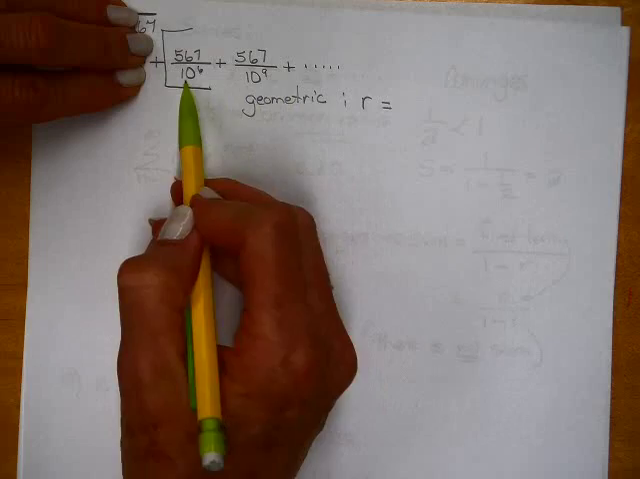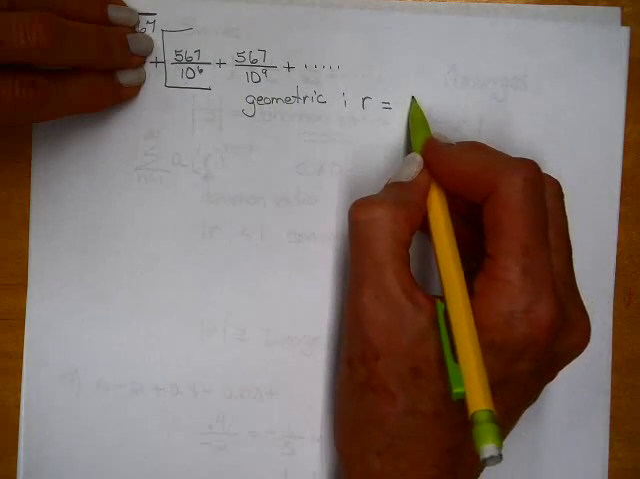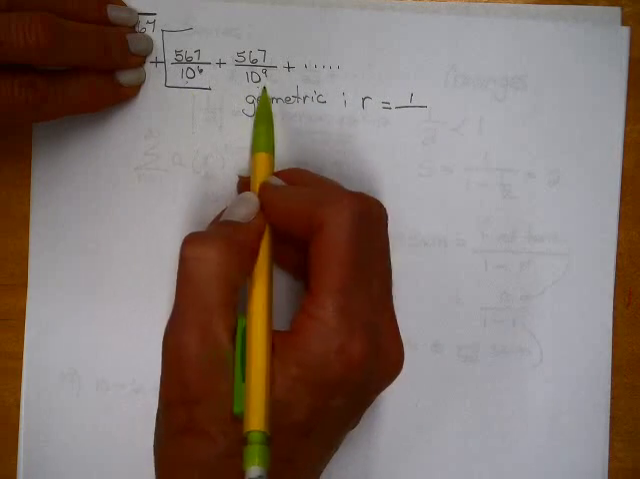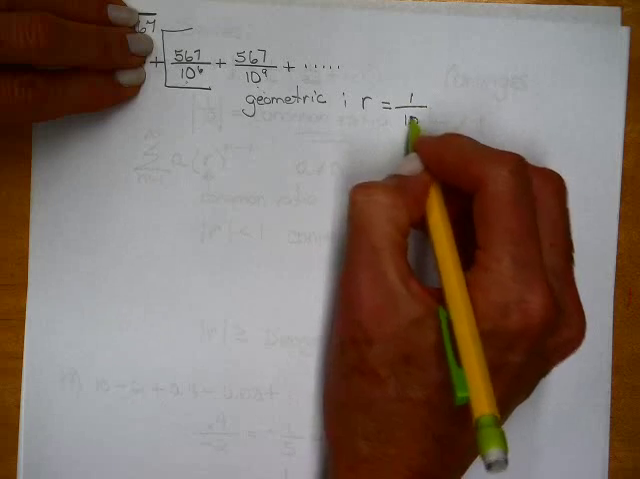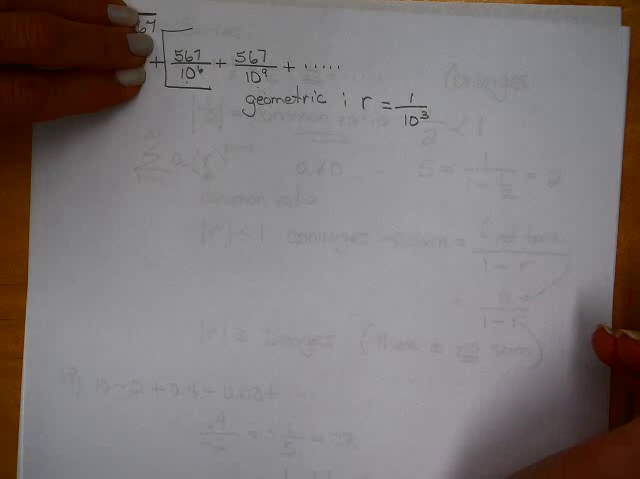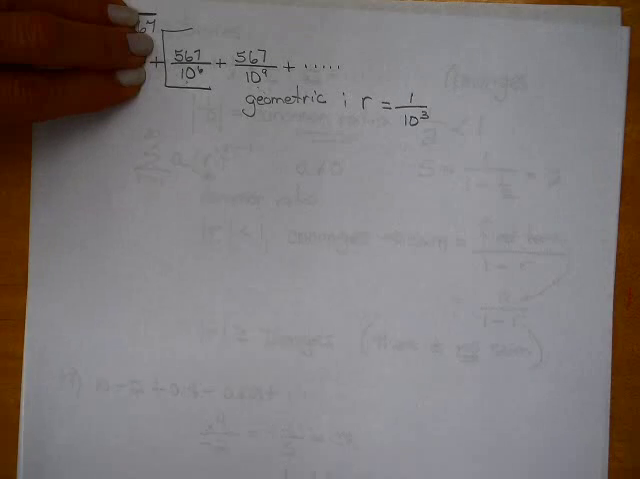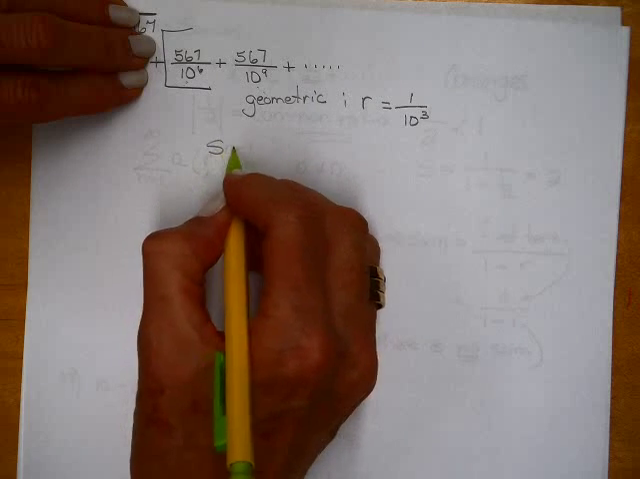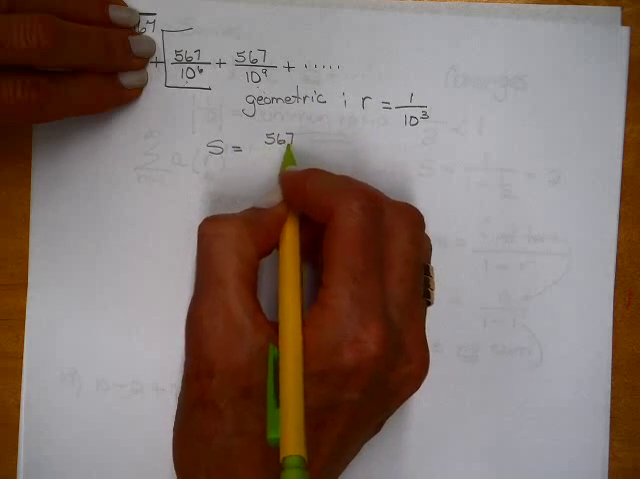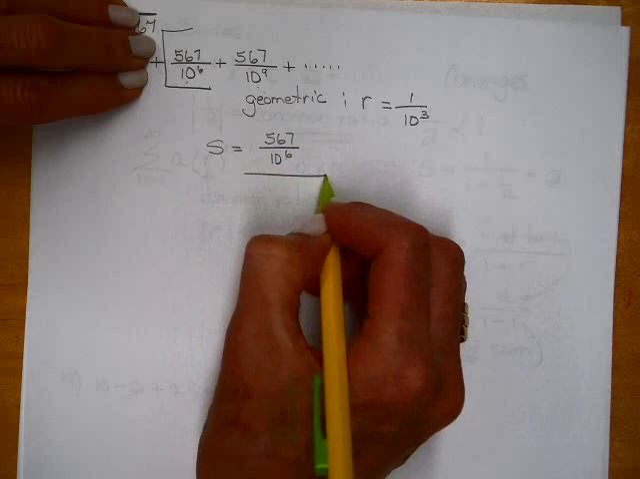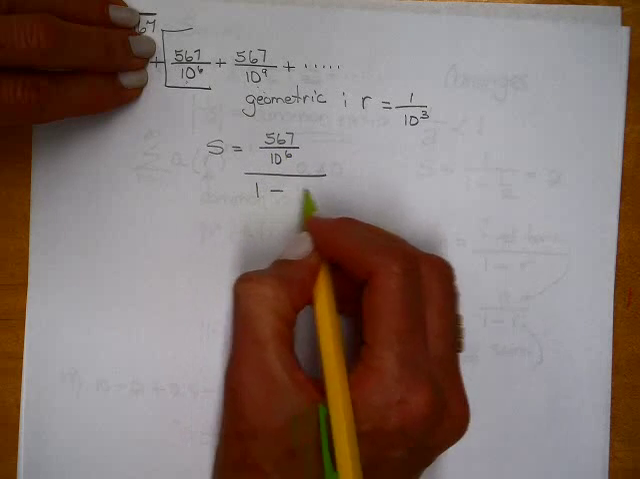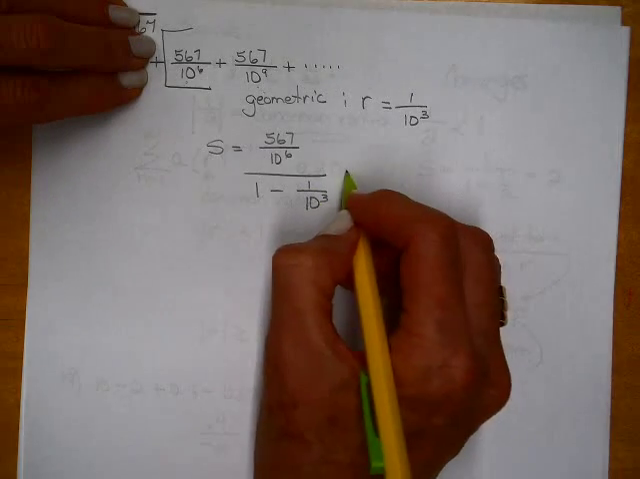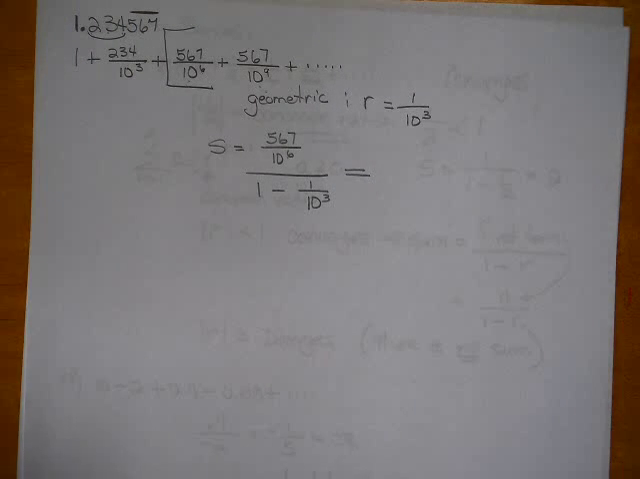What am I multiplying times the first one? How did I get to that second term? How did I go from here to here? I went from 10 to the 6th to 10 to the 9th. I'm doing 10 to the 3rd, or 1 over 1,000. That's my common ratio. So to find the sum of this geometric part, you take the first term, 567 over 10 to the 6th, divided by 1 minus 1 over 10 to the 3rd, and get that sum.